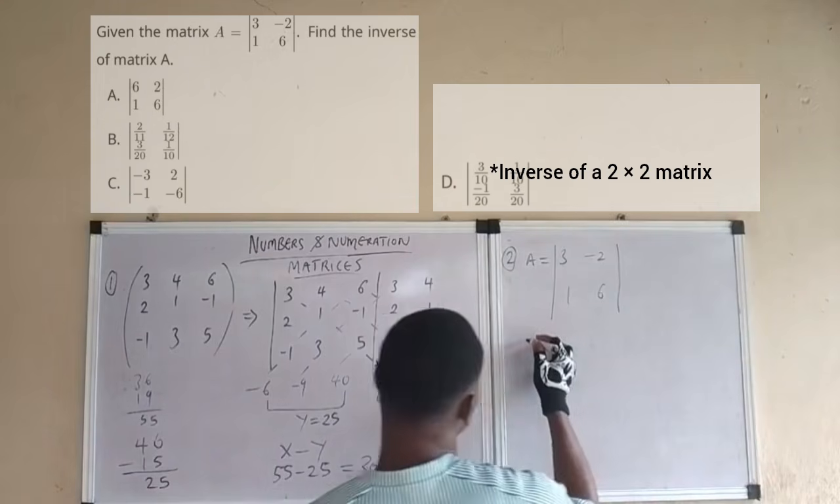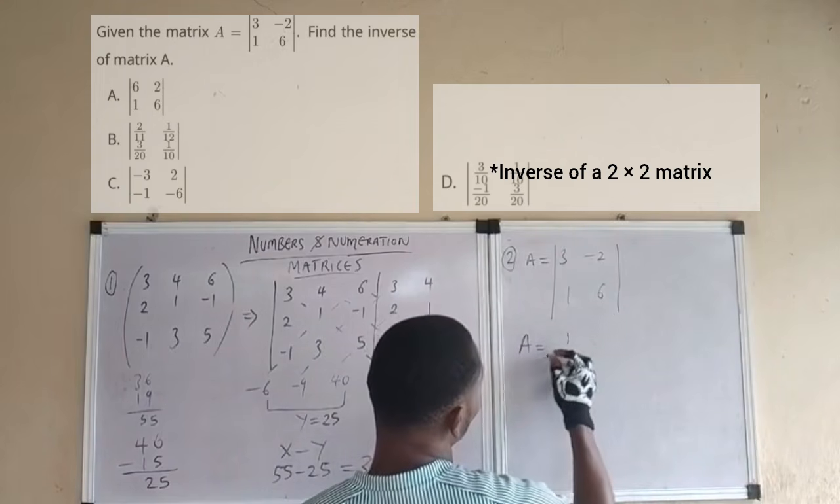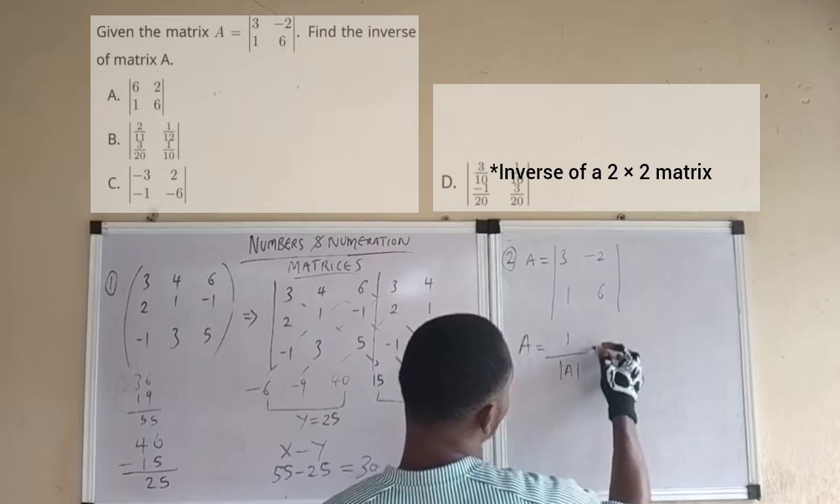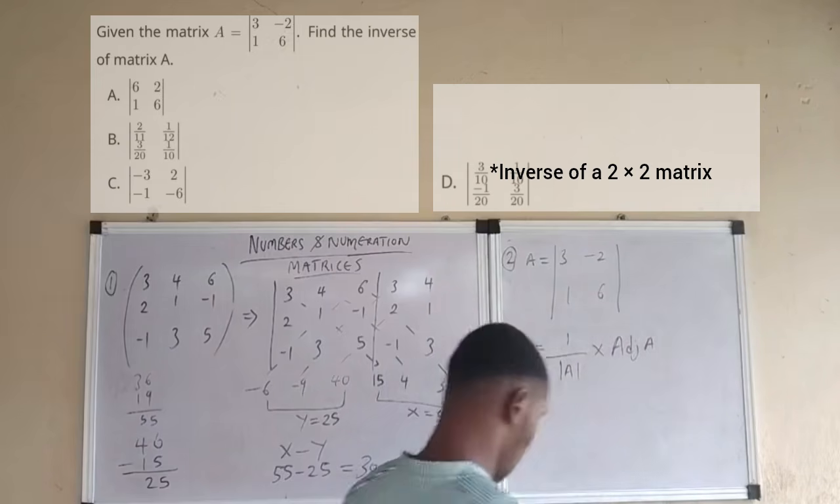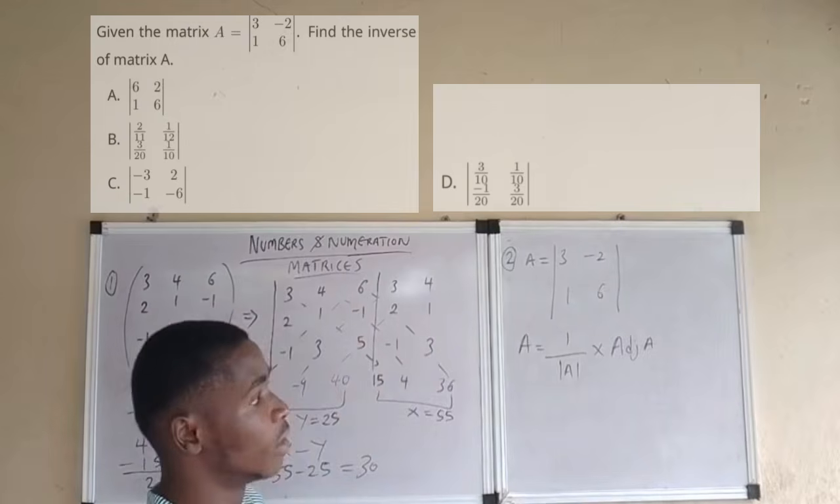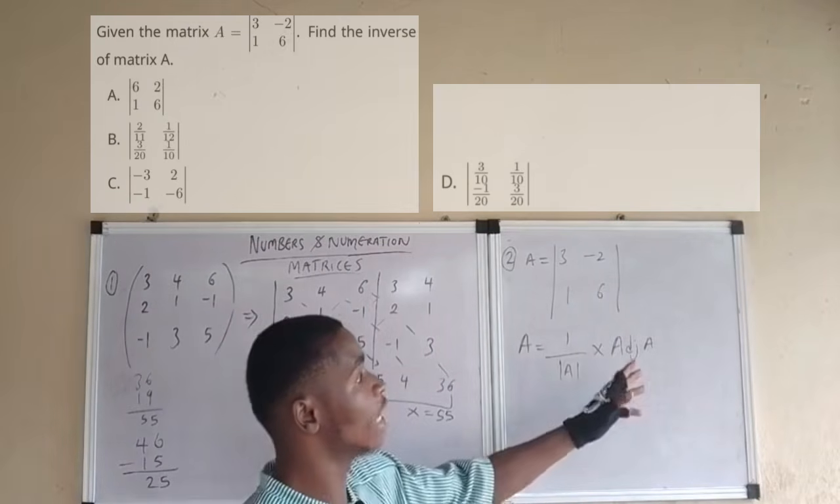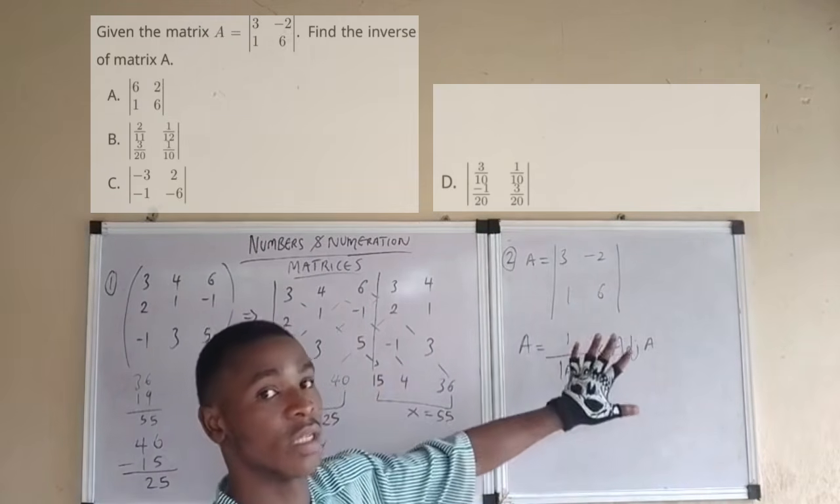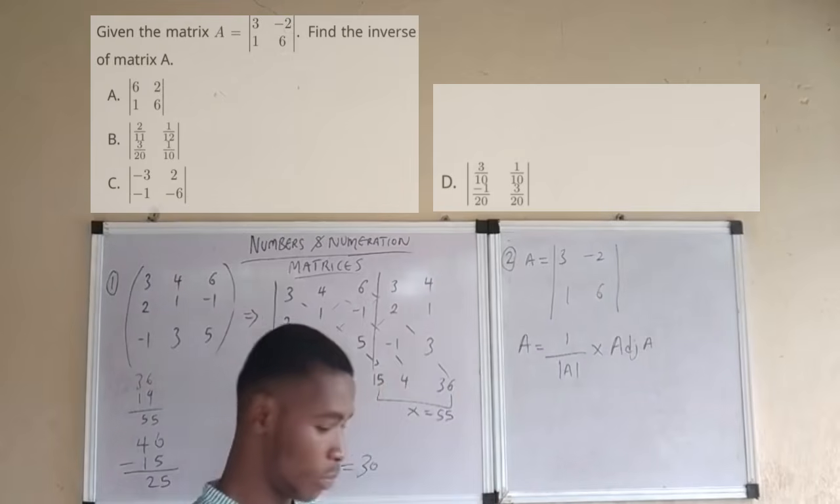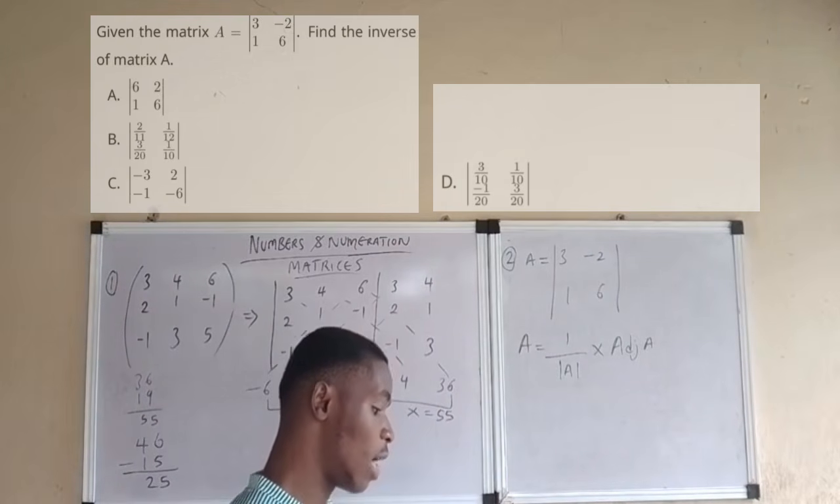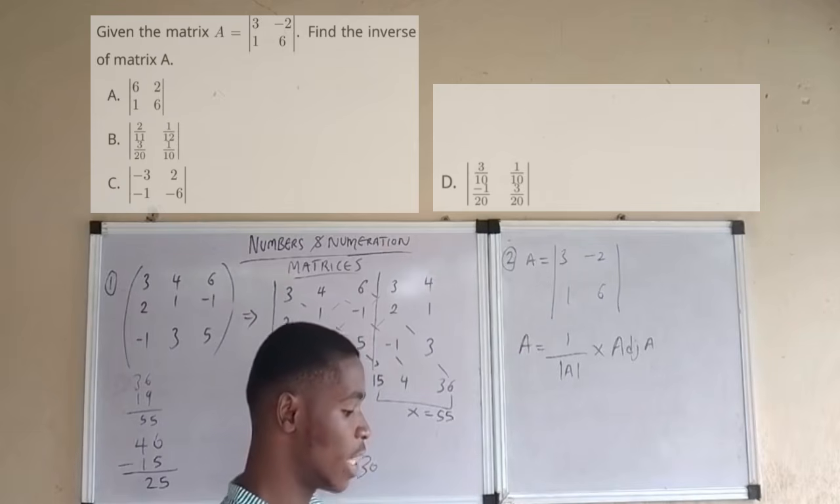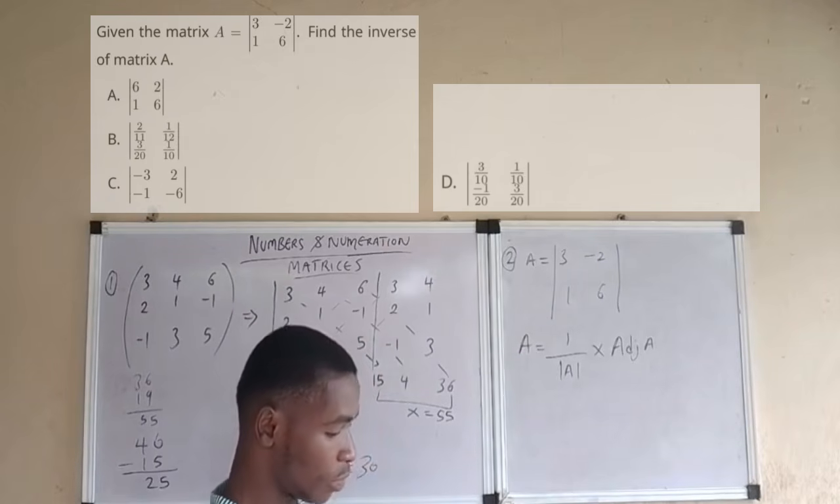You are going to use the formula A inverse equals 1 over the determinant of A times the adjoint of A. Now, the adjoint of a 2 by 2 matrix has a standard formula, and we're going to use that formula to get the adjoint.